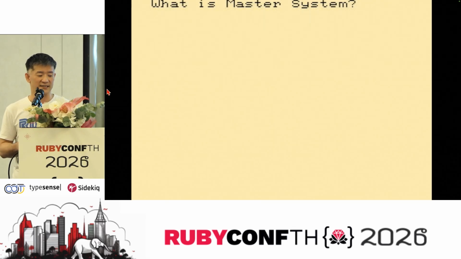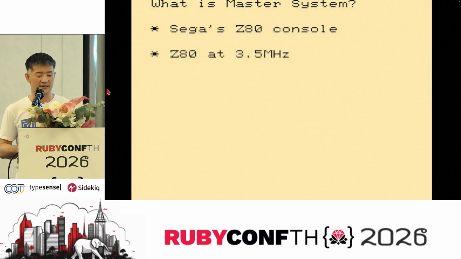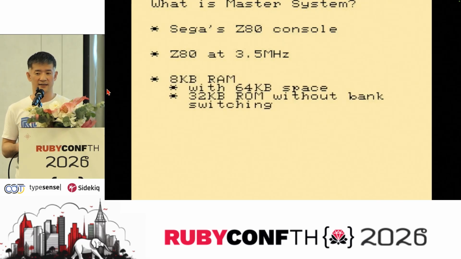And so specifically, I mentioned I targeted a Master System. So Master System was a Z80 console from Sega, and Z80 was the main CPU at 3.5 megahertz, and main RAM was 8 kilobytes, and address space was 64 kilobytes, and by default you could have up to 32 kilobytes of ROM, and there are clever tricks like bank switching, which lets you access more than that, but I don't even know exactly how that works.